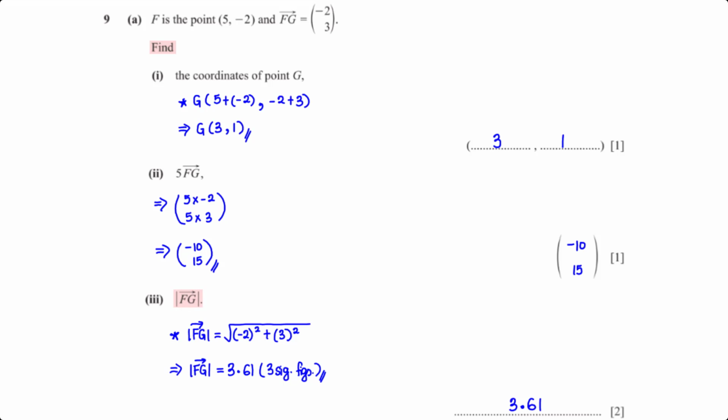Find the magnitude of FG. By applying the magnitude of a vector formula for FG, we have the square root of -2 squared plus 3 squared. When we type this into the calculator, we get 3.61, rounded to 3 significant figures.